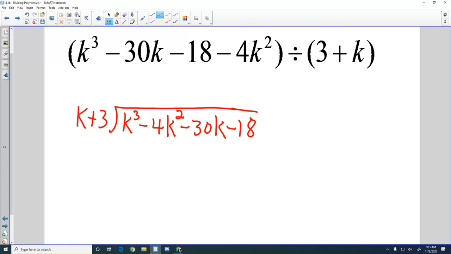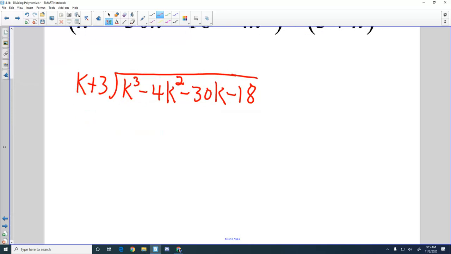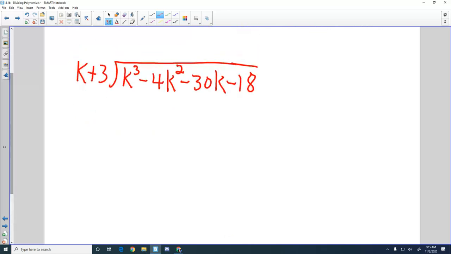All right, I'm going to start walking through this. So from this setup right here, we start by comparing those first terms of the dividend and divisor. And you're basically asking yourself, hey, I'm going to make a k into a k to the third power. So what do I need to multiply it by? And all you need are 2 more k's. So we're going to start by writing a k squared up top.